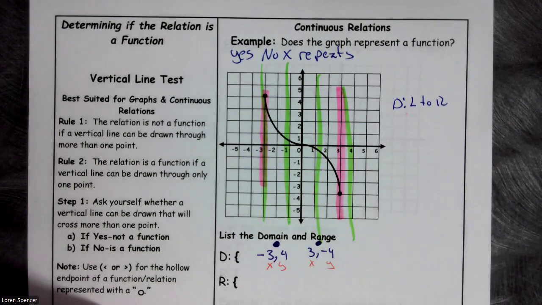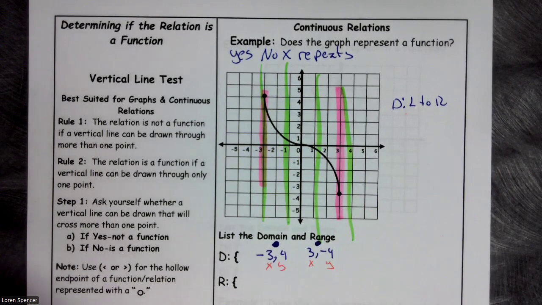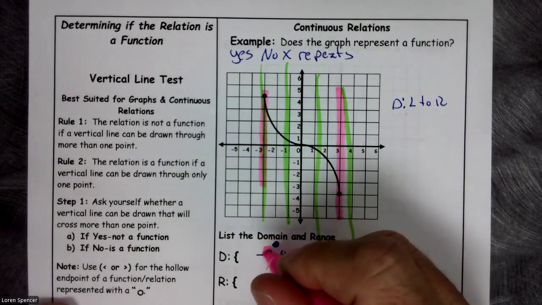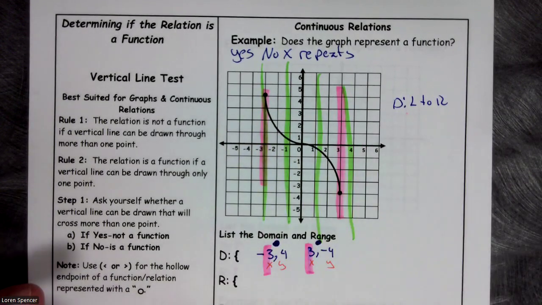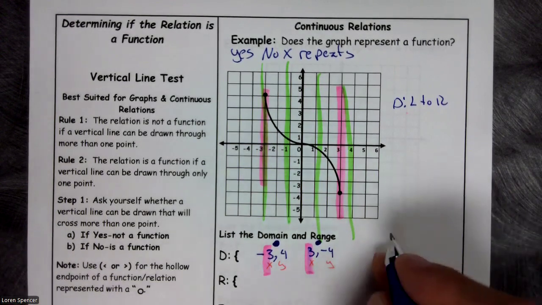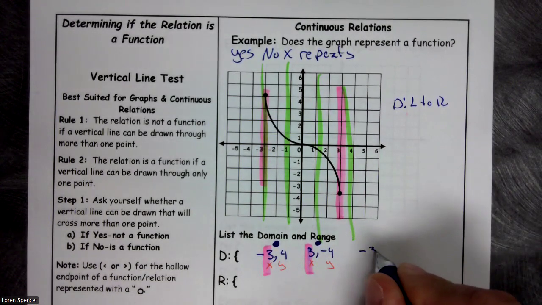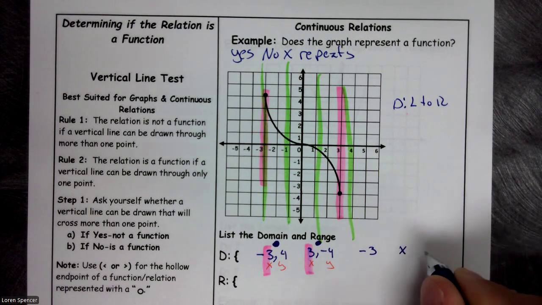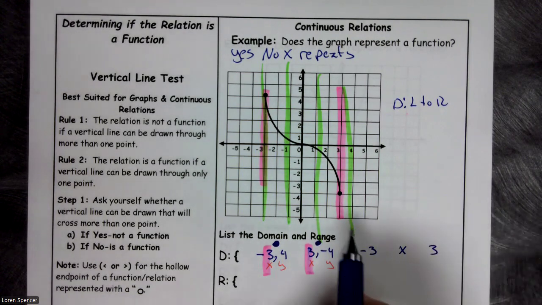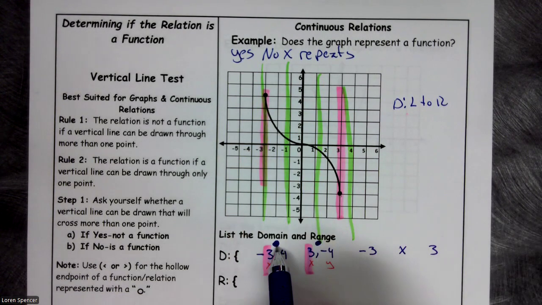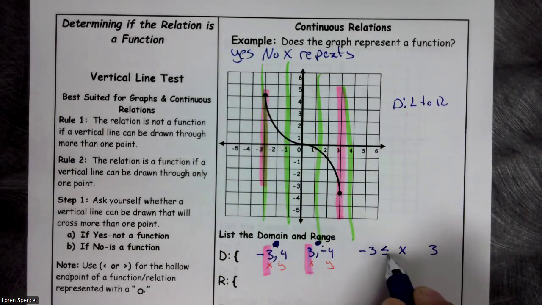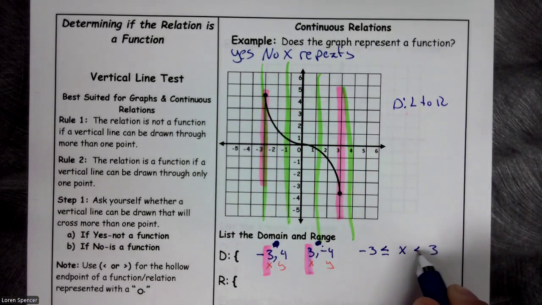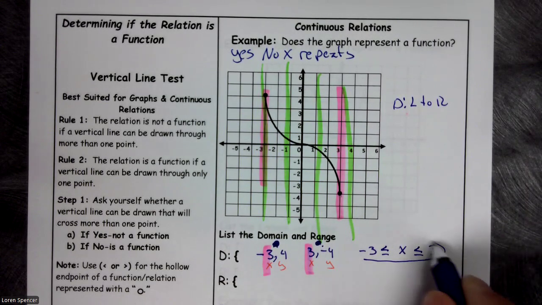But remember, we're doing domains, so we really only care about the X's. So that means my domain is going to look like this. The smallest value is -3, leave a space, X, leave a space, 3. Because it's a solid endpoint, this is a less than or equal to, and this is a less than or equal to, and that's our domain.